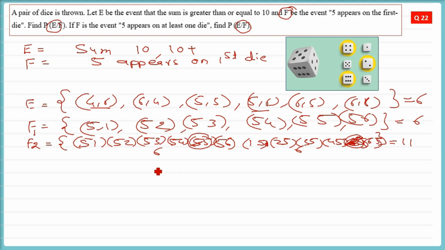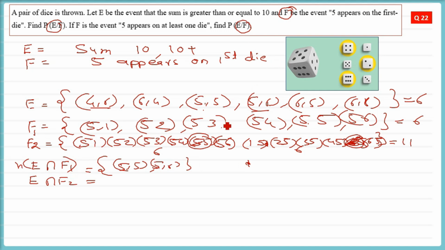Now probability can be computed, but before that we need to have the intersection values. So E intersection F1 and E intersection F2. So there are two separate questions as I was suggesting. I'll do it in front of you on the same screen, but assume that they are different because the question wants you to do it separately. Now the intersection of E and F1. So we have 5, 5 first, then we have a 5, 6. So number of elements in E intersection F1 is 2.